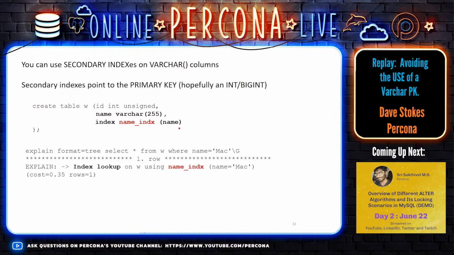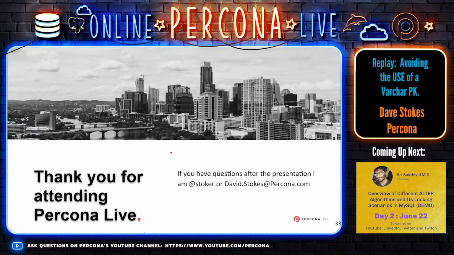Now, if we take a query, here we're looking for all the records from W where the name is equal to Mac. It comes back and tells us that it is using an index lookup, and it's using the name index, the one we created above, to find that record, and it is returning just 1 row. So this was a short and sweet talk on why you don't want to use varchar 32s for your MySQL primary key.